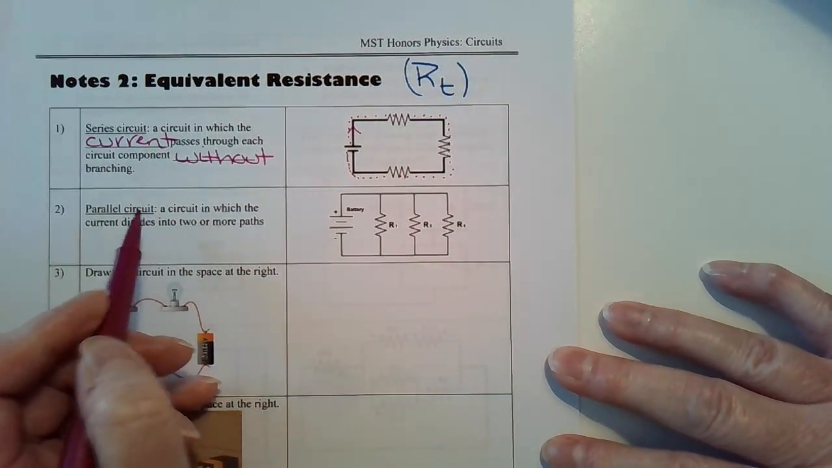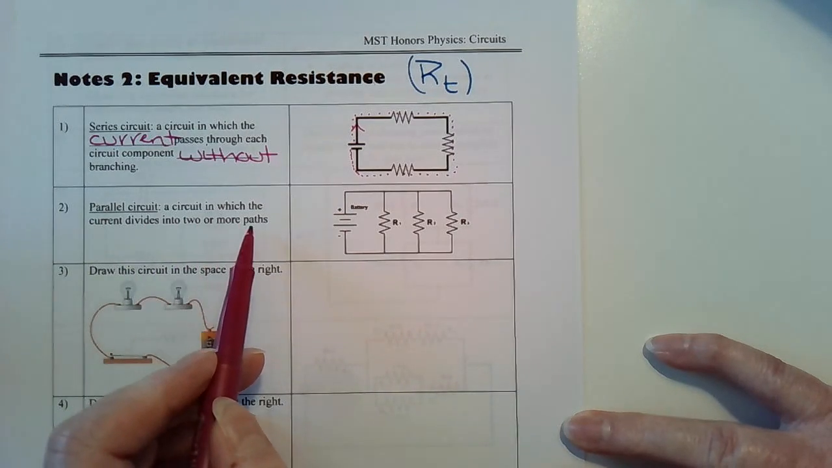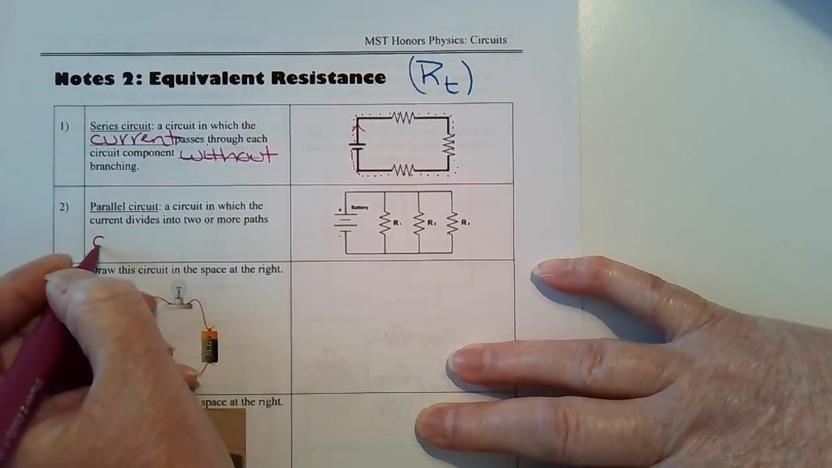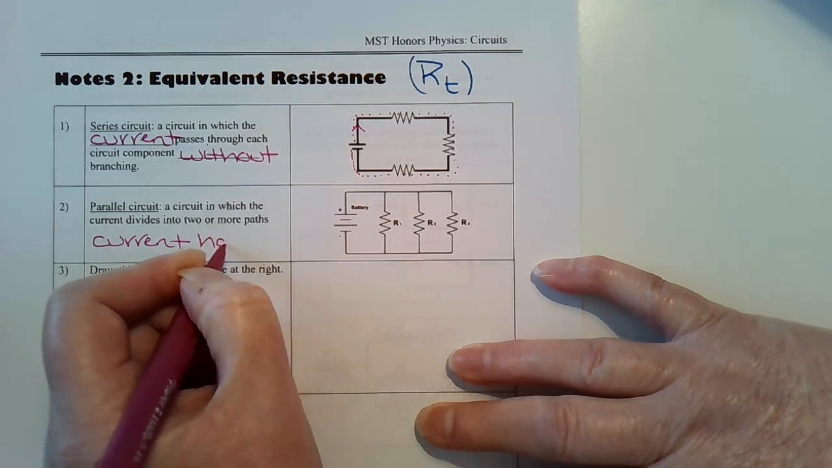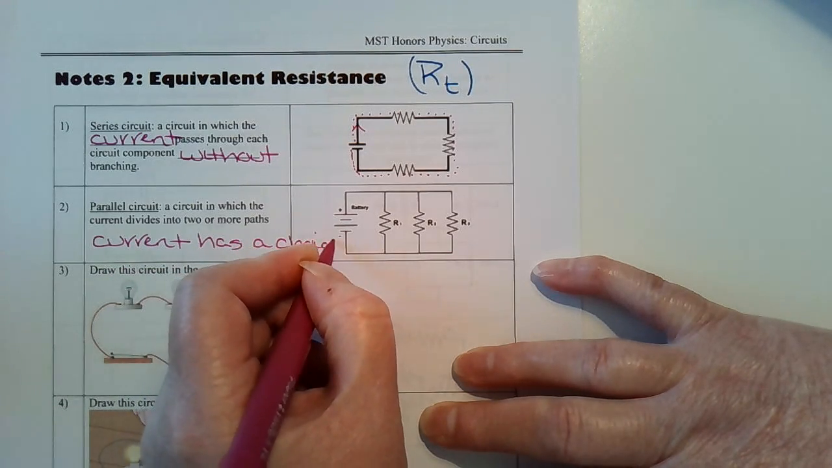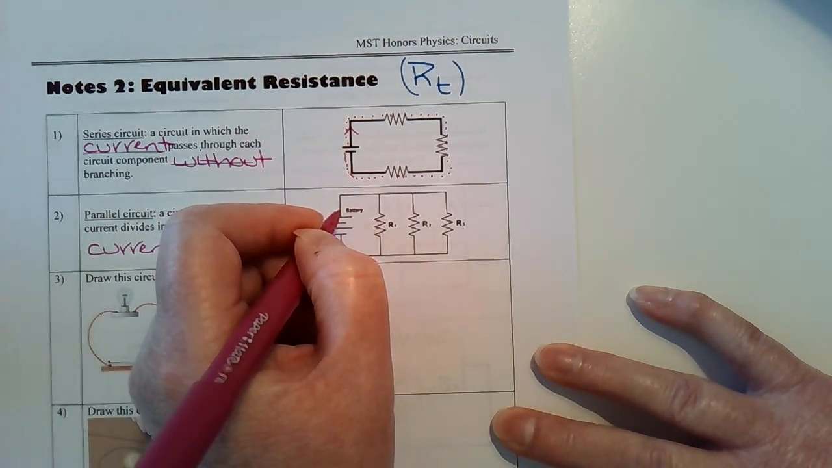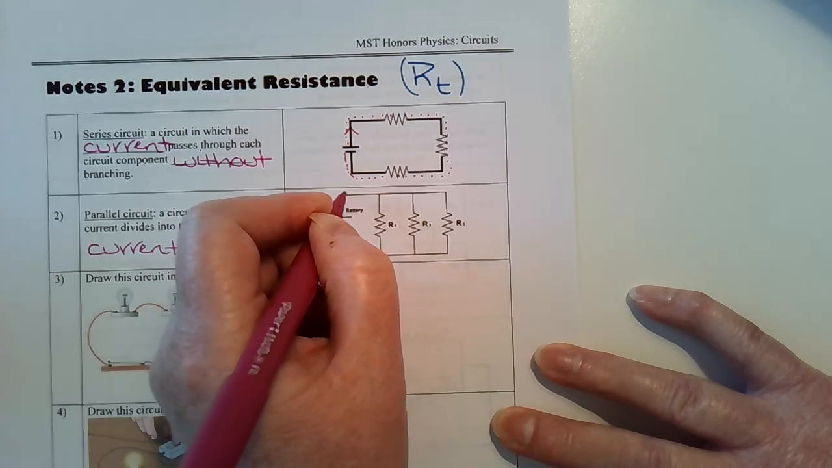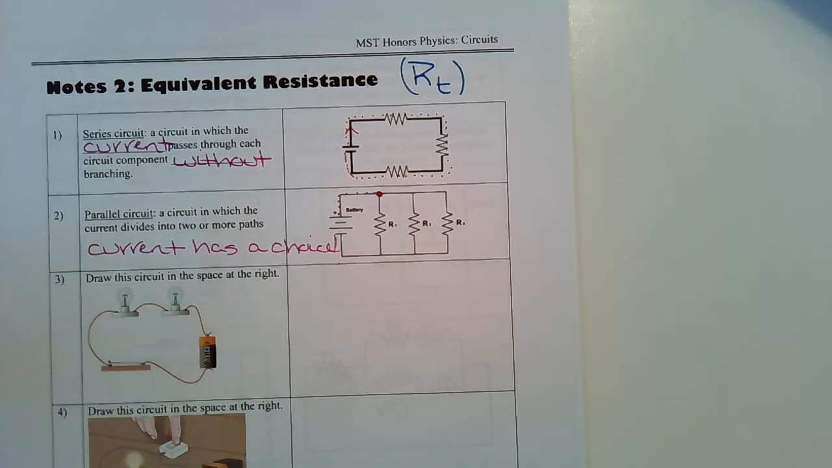All right, but look at a parallel circuit. It is a circuit in which the current divides into two or more paths. So I'm going to write down the word current has a choice. Current has a choice. All right, so here you are. You are the marching electron coming out of the positive side of the battery. So march, march, march, right there. I'm going to circle that little dot. That dot is called the junction. A junction is when you have a choice.